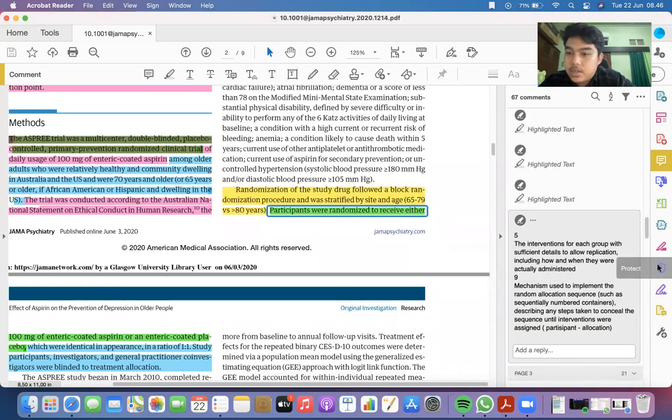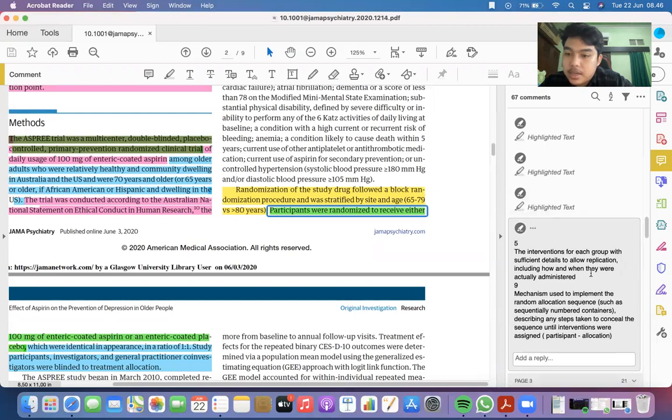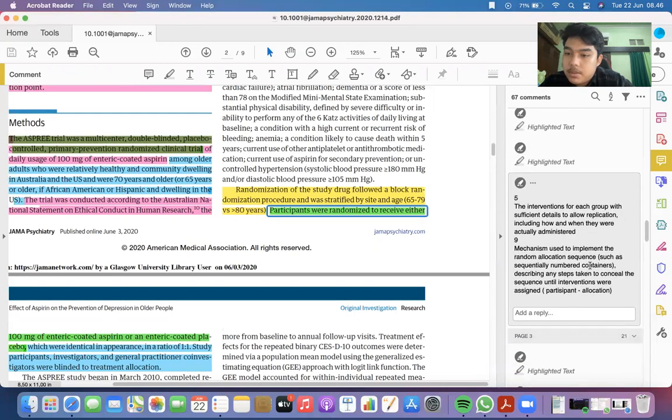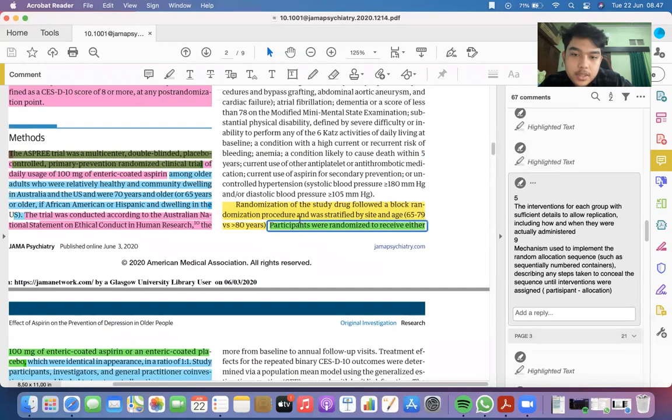The intervention for each group with sufficient details to allow replication, including how and when they were actually administered. And also 9, mechanism used to implement the random allocation sequence, such as sequentially numbered containers, describing any steps taken to conceal the sequence until interventions were assigned.